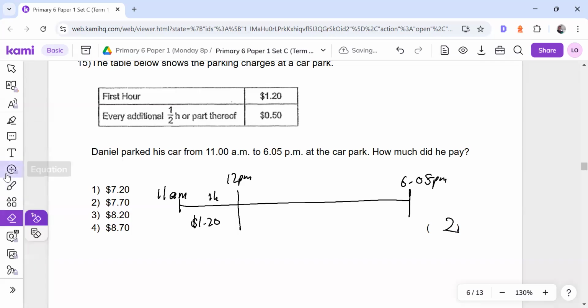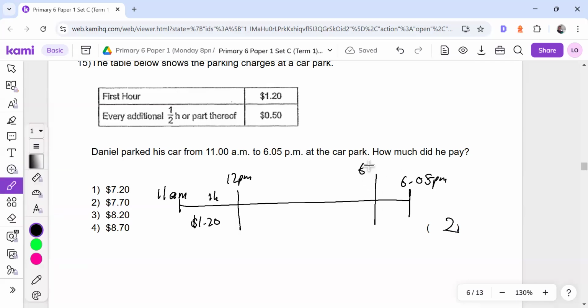You will need to work smart a bit. Jump to 6 p.m. Jump to the nearest hour. So 12 p.m. to 6 p.m. is how many half an hour? You have 6 hours, and 6 hours is how many half an hour? That will be 6 times 2, right? That will be 12 half an hour, right? So you have actually 12 half an hour.